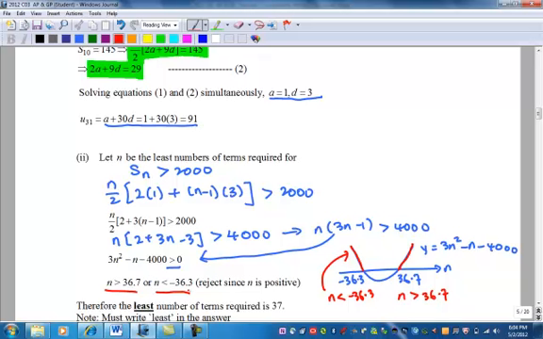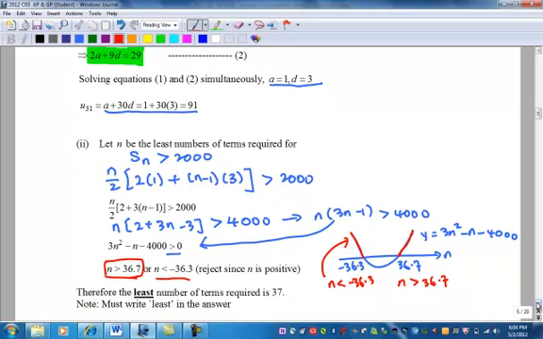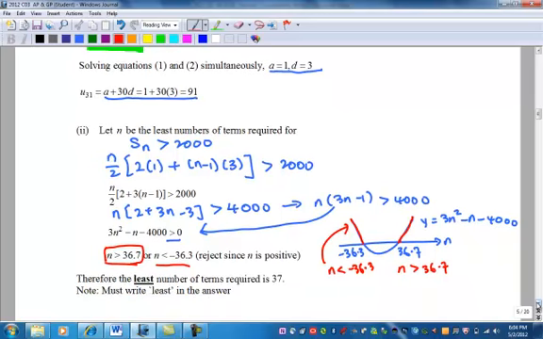However, since n is a number of terms and is a positive integer, we will reject the negative values of n and concentrate on the positive values. Knowing that n needs to be bigger than 36.7, the least number of terms required has to be 37. The next integer that's bigger than 36.7 is 37. And that solves the question as required.